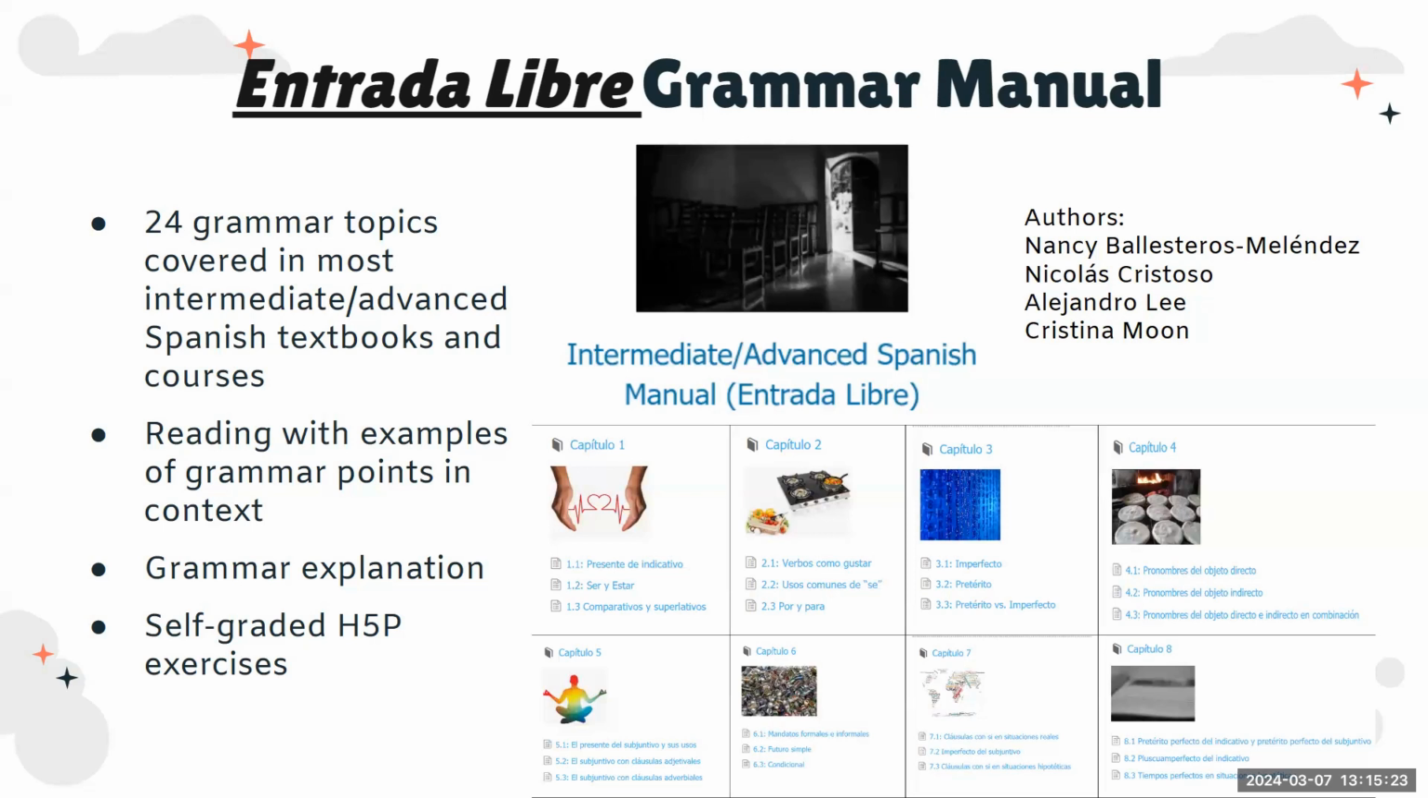Entrada Libre Grammar Manual has 24 grammar topics, again following Acceso, that are also found in intermediate and advanced textbooks. We decided to create some readings that contain the grammar points. We also used H5P exercises. At that time, we didn't have access to other platforms such as Adapt. We only had H5P, and you understand that H5P is not necessarily accessible, so we could only use a few.